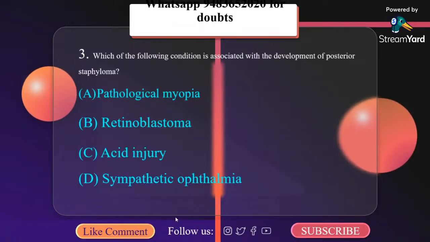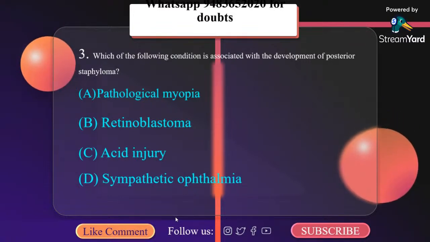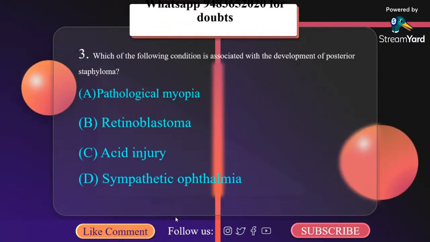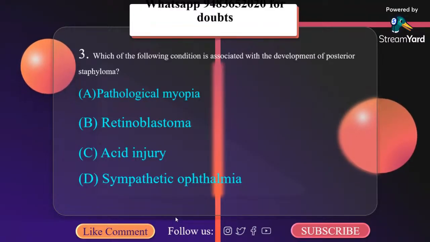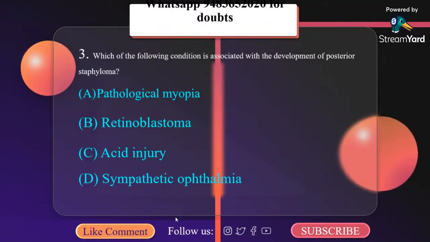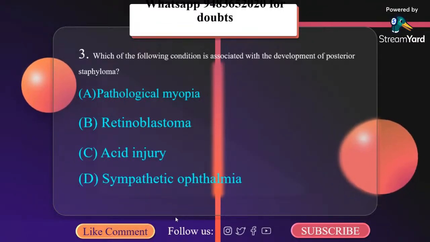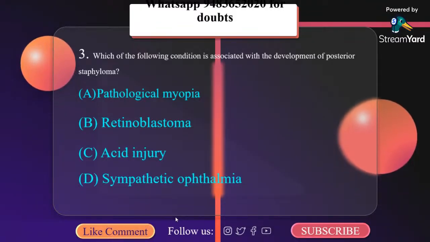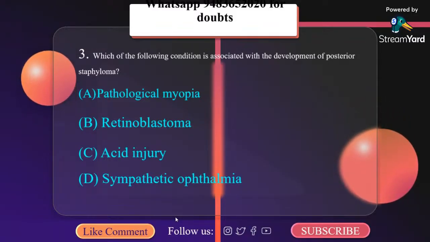Posterior staphyloma, that is posterior outpouching of the wall of the eye, is an important component of the diagnosis of pathological myopia. It is one of the hallmarks of pathologic myopia. With the exception of inferior staphyloma related to tilted disc syndrome, it does not occur in pathologies other than pathologic myopia. The presence of staphyloma is specific to pathological myopia. So the correct answer here is A, pathologic myopia.